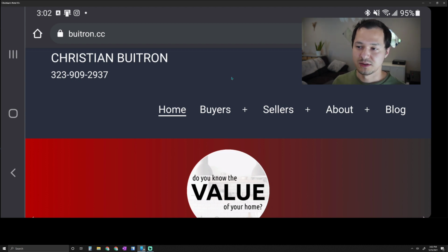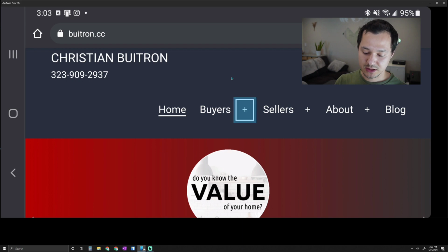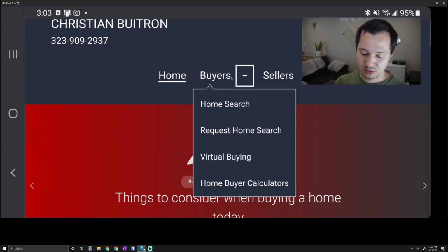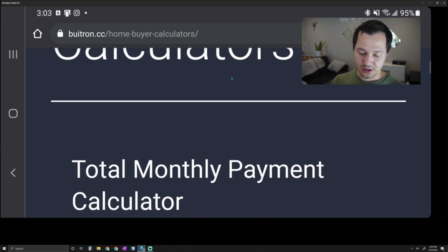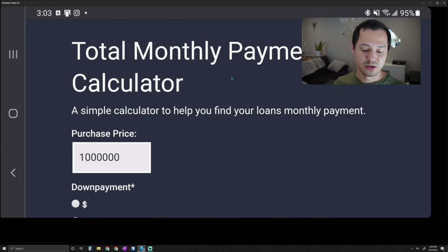Once you're here, double tap the plus sign next to buyers. Scroll down to home buyer calculators. Now here in the home buyer calculators, we're first going to go to the total monthly payment calculator.